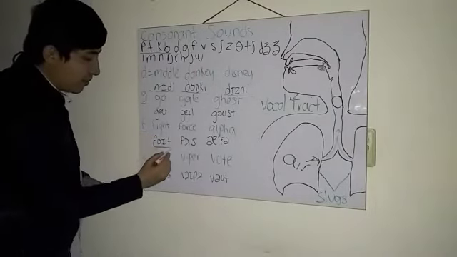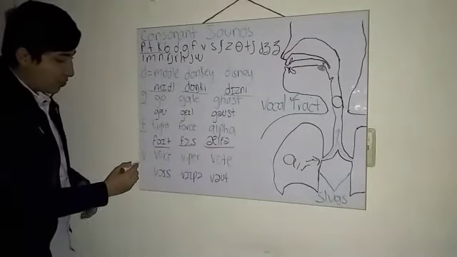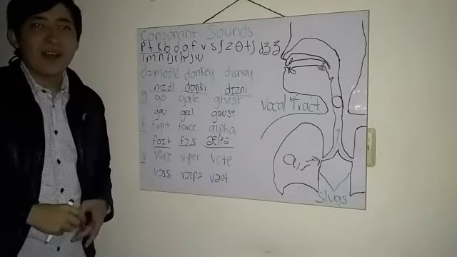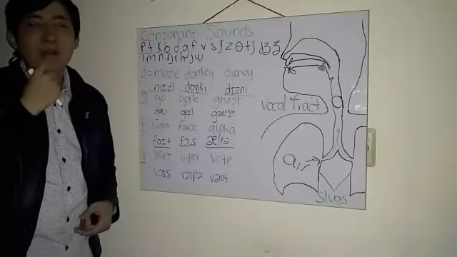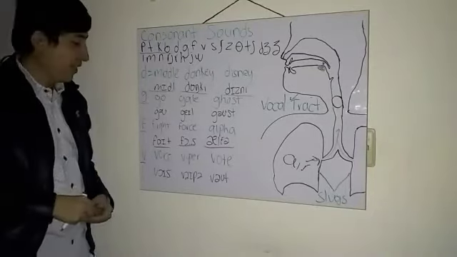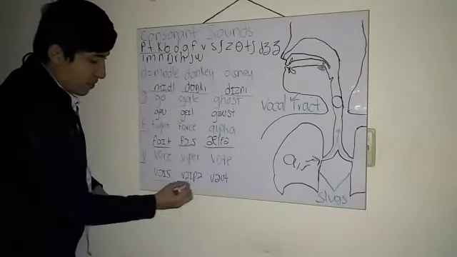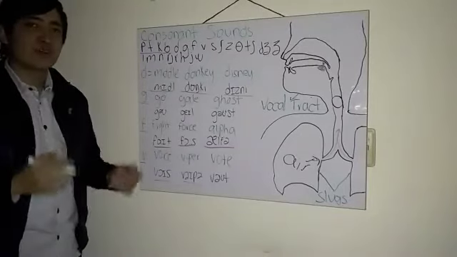Fight, false, alpha. For the V, we put our upper teeth on our lower lip. Voice, viper, vow. That is the idea for the pronunciation.